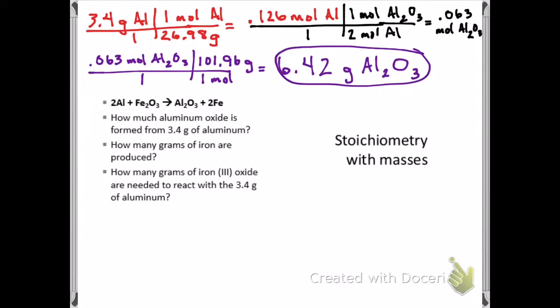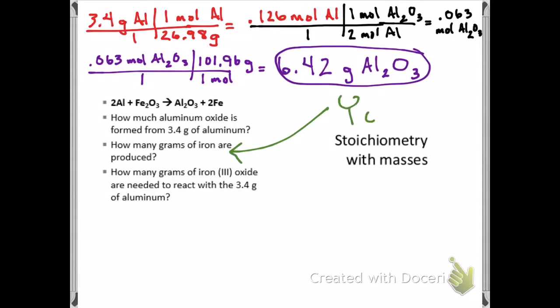So one more time, a 3-step problem. We have to start by finding the number of moles, so 3.4 divided by 26.98. Then we do a mole ratio, so times 1 divided by 2 was our mole ratio there, and then we go back to grams. I highly, highly, highly recommend that you write this stuff out this way because as you can see, there's a lot of numbers and a lot of stuff to keep track of here.